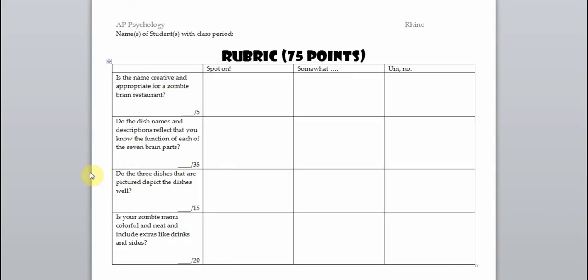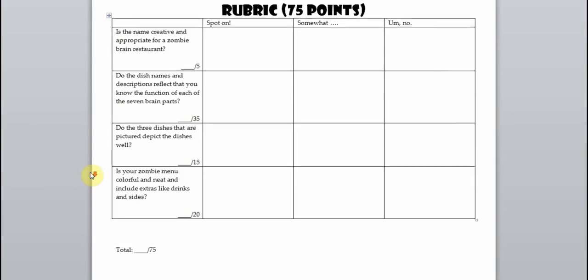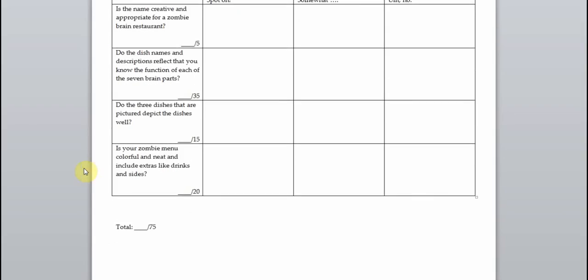You will have included at least 3 pictures of dishes, and so there are points awarded for that. And then finally, a decent chunk of your grade comes from the menu itself and the presentation of the menu. Is it colorful? Is it neat? Does it include extra things to make it more realistic as a menu? That's the sort of thing that I'm looking for here, and those points will be awarded accordingly.